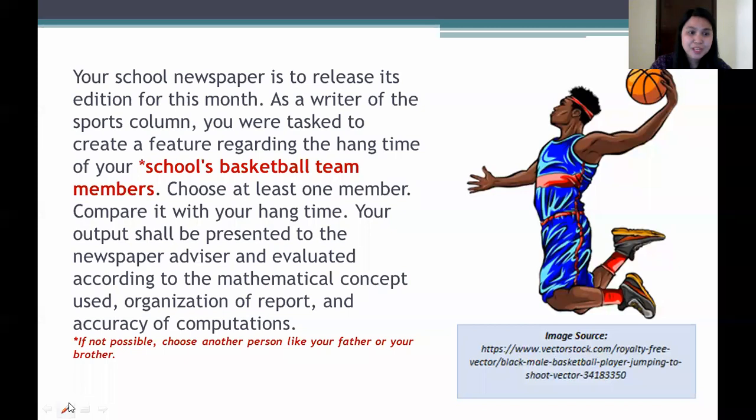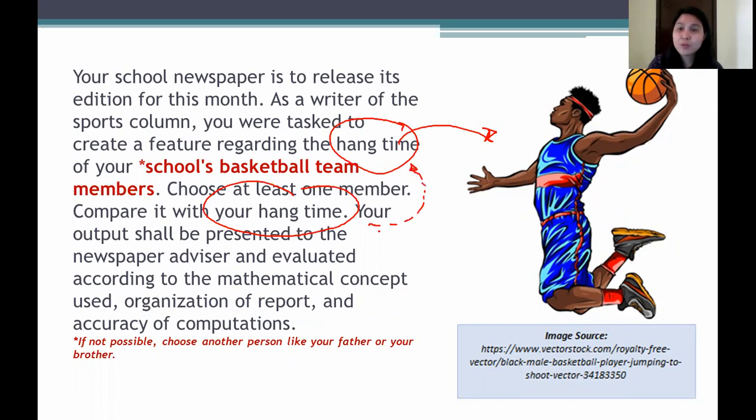So what will you do? You will find someone, let that person jump, and compute that person's hang time. Then you will also jump and compute your hang time. Then you will compare your hang time with that person's hang time. Your output shall be presented to the newspaper advisor and evaluated according to the mathematical concept used, organization of the report, and accuracy of computations.